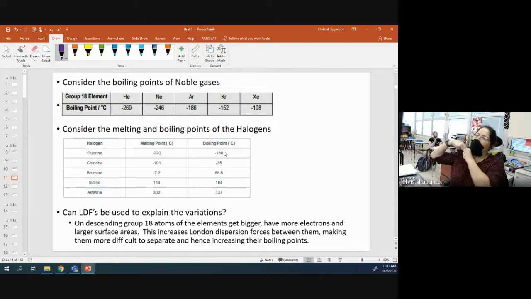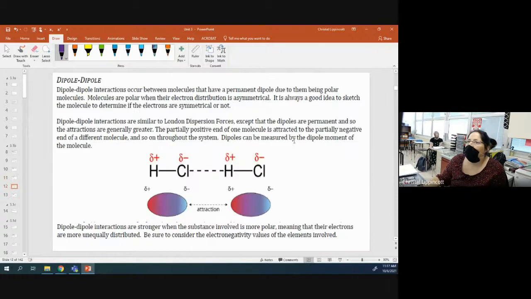Okay. Look at our halogens. We've already kind of done this one, but you can see that their boiling points also increase. On descending group 18, the elements get bigger. They have more electrons, larger surface areas, which leads to London dispersion forces between them, making them more difficult to separate and increasing their boiling points.